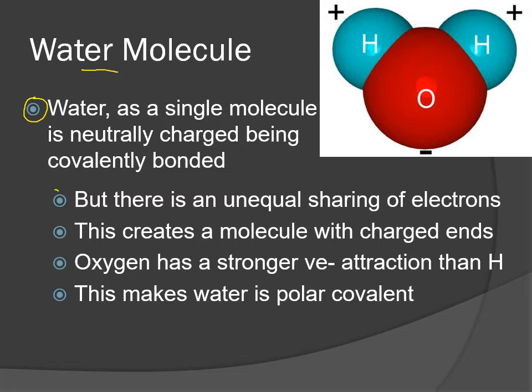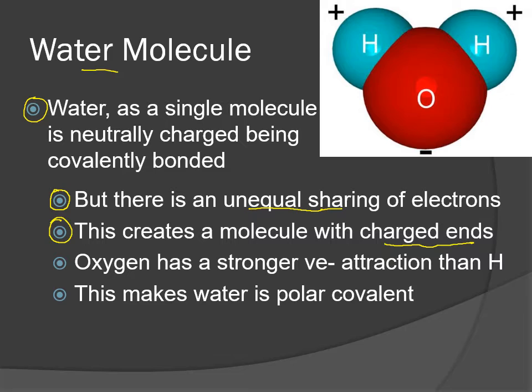However, in water's case, like many compounds actually, there is an unequal sharing of electrons. A covalent bond is a sharing of electrons, however, those electrons do not have to be shared equally, as we talked about in the presentation prior to this, where electrons can be shared equally and they can be shared unequally, and that has consequences. When they're shared unequally, this creates a molecule that has charged ends. And I have a diagram right up top here.